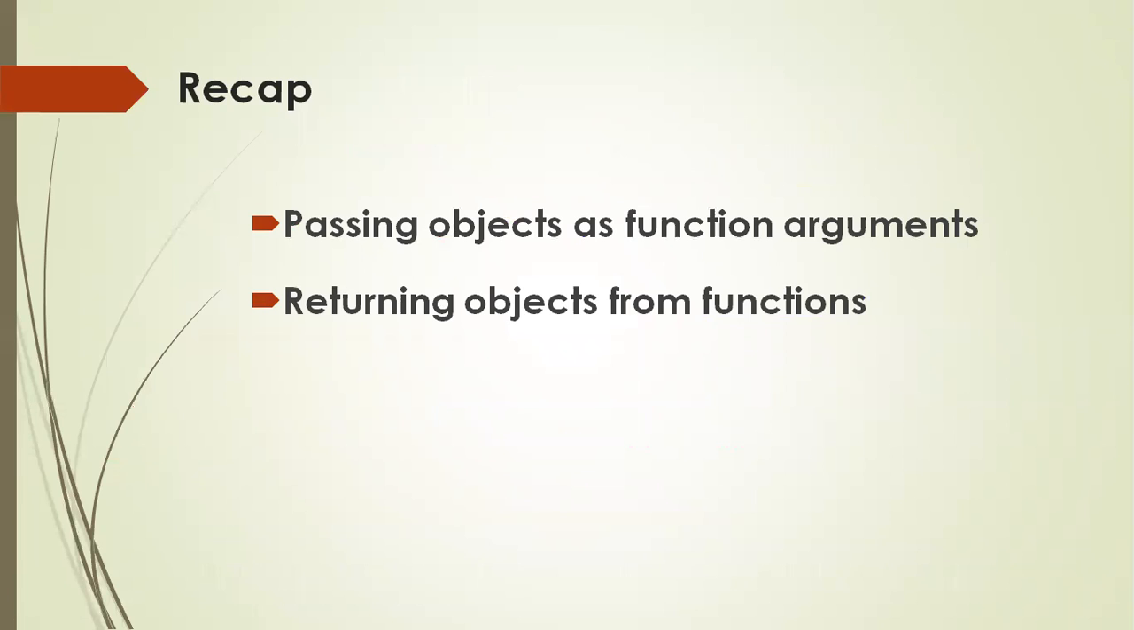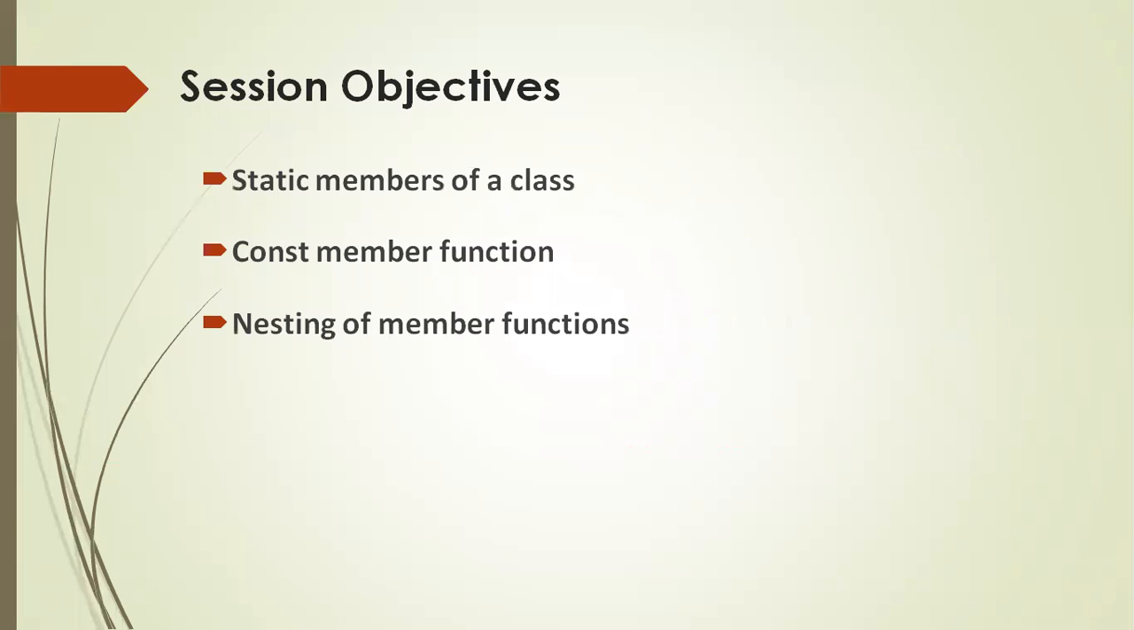In our last class, we learned how objects can be passed as arguments to a member function of a class, and also how objects can be returned from the member function of a class. In today's class, we'll be discussing three main topics. One is static members of a class, const member functions, and how one member function can be nested within another member function.